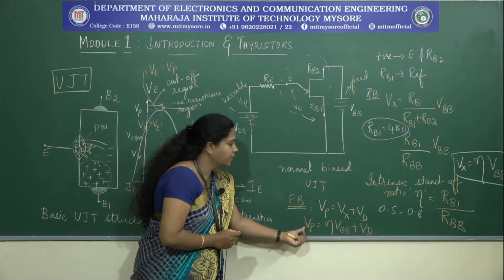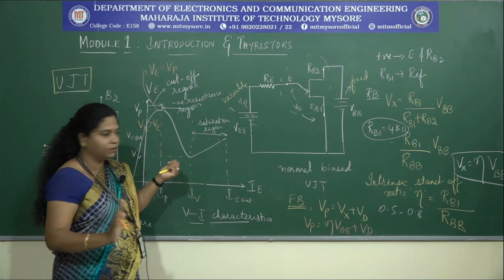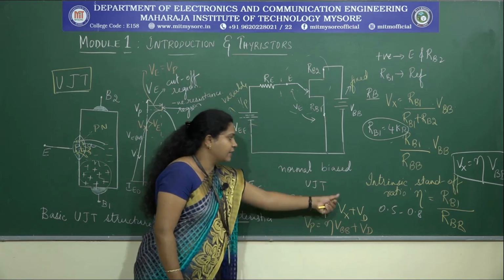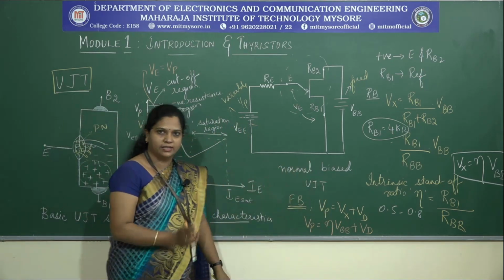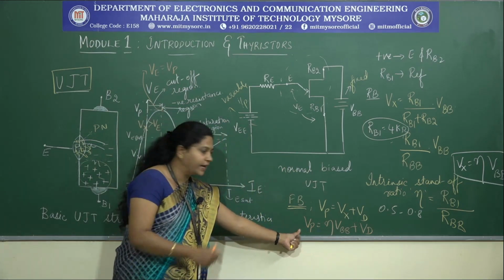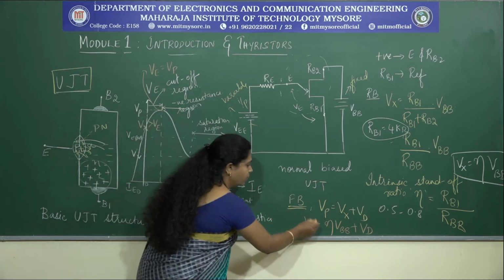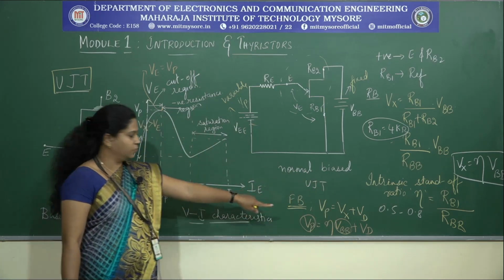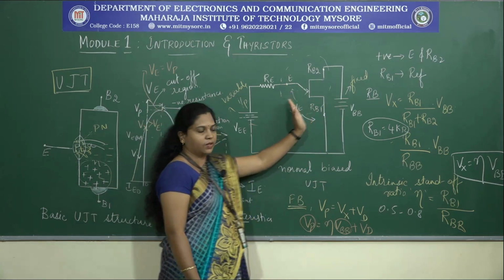Okay, VD, the diode voltage, when it goes to the onset, is a fixed value, 0.6 or 0.7. The intrinsic standoff ratio is also a fixed ratio, with a range of 0.5 to 0.8. Whenever you vary VBB, VP varies. So the link is between these two, VP and VBB. You vary VBB, VP also varies.